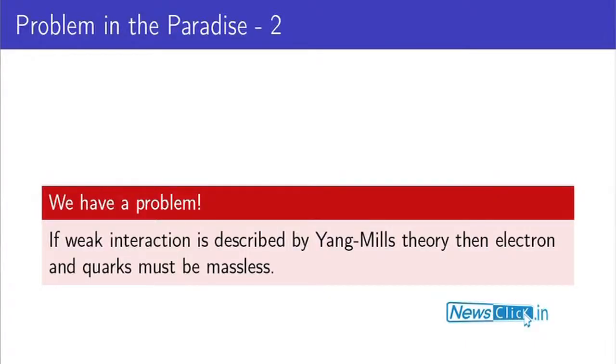Now we have one more problem, right? Because to describe a mirror world, I had to assume that electrons and quarks and every particle that experiences weak interaction are massless particles. But we know in the real world they are not massless. Let's see how the Higgs field solves that problem too.